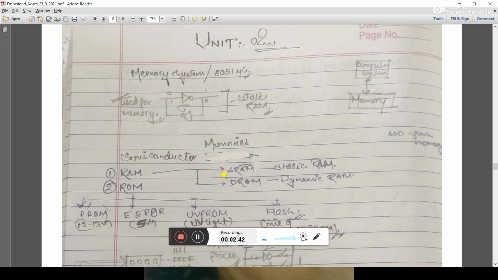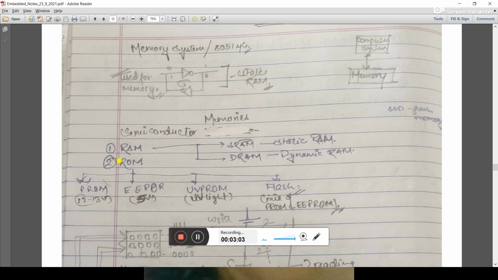So my RAM is divided into two parts. One is the static RAM, which is this diagram, and another is the dynamic RAM, which relies on capacitors. So DRAM consists of one transistor and one capacitor. Another type of memory is the ROM, which is divided into PROM, EEPROM, ultraviolet ROM, flash, and such types of ROM are available in the market. Maskable ROM: we have already discussed the ROM part and the types of ROM in the syllabus part.